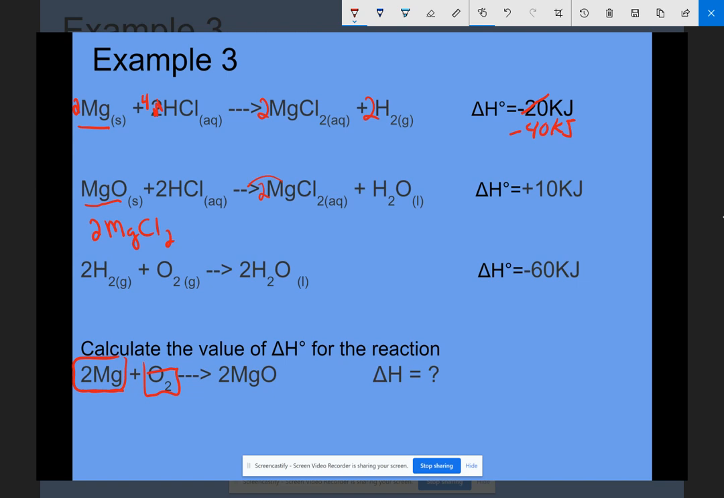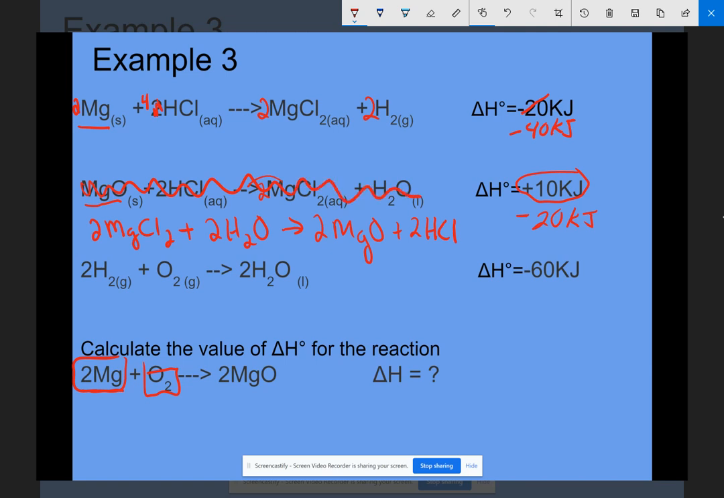So 2MgCl2 plus 2H2O yields 2MgO plus 2HCl. So what do I do here? I have to flip the sign because I flipped the reaction, and I'm going to double the energy. And I'm just going to cross out that row because that's gone now.